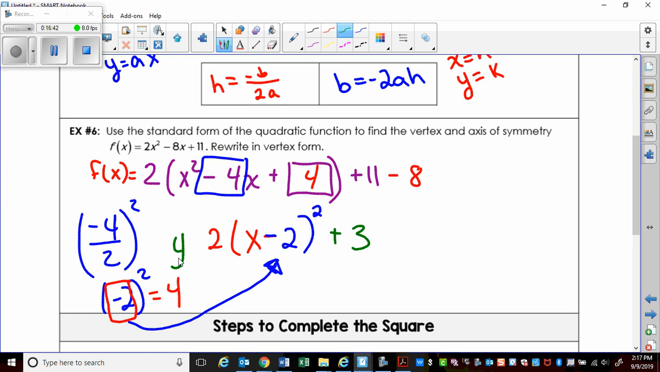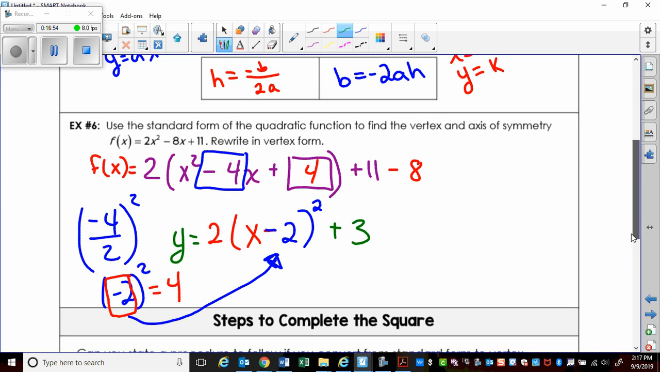Y equals, that's the completed square. If you FOIL this, and then just distribute the 2, and then at the end add 3, I promise you, you'll get the same answer. Okay? I'll do this in class again to make sure you guys understand. Takes practice.